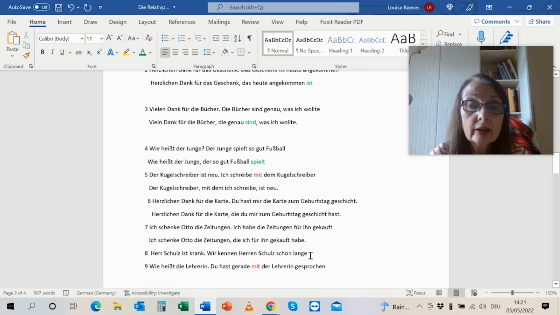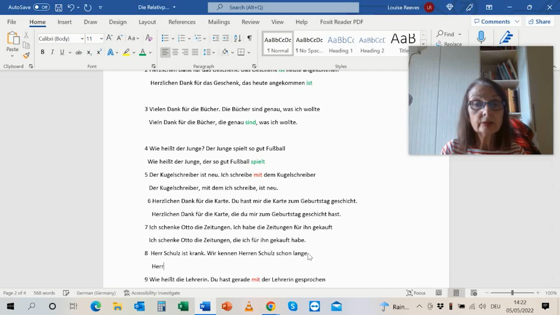Herr Schulz ist krank. Wir kennen Herrn Schulz schon lange. So we don't want to be repeating Herrn Schulz again. And then wir is in the sentence, so that means it's the subject of the verb, which means that's nominative. And then we have a clue with the Herrn that is accusative. What have we got? Herr Schulz ist krank, den wir schon lange kennen.